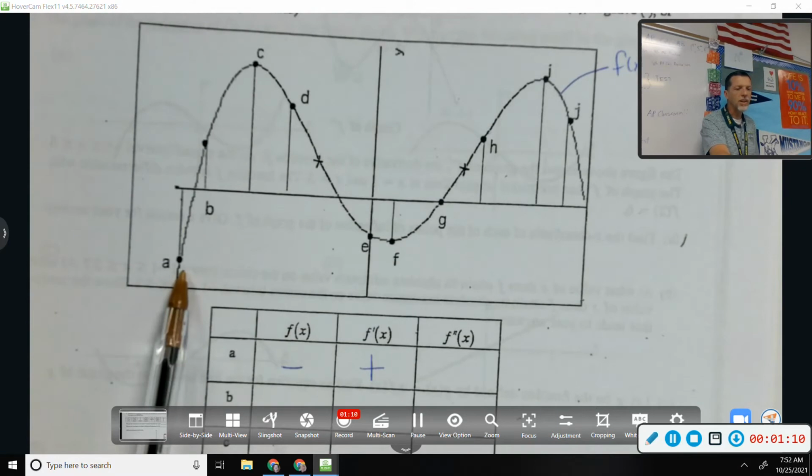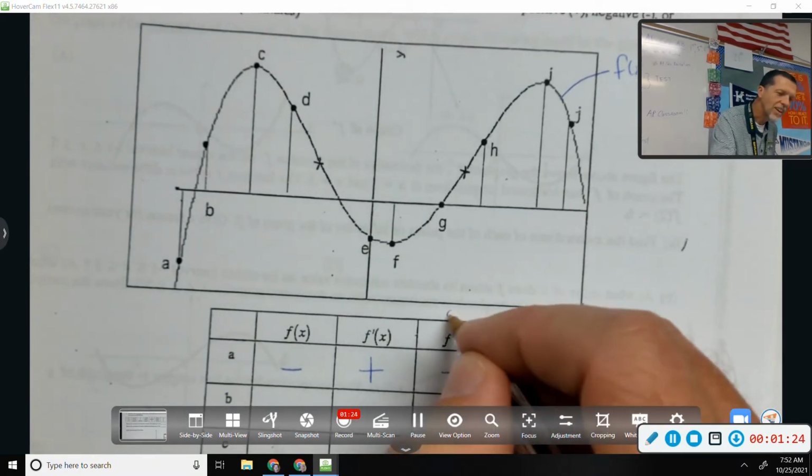How about the second derivative at A? Positive? No, negative. Why do you say negative? Oh wait, no, it's because... It is negative. Is it? Oh, it's concave down. Oh, right.